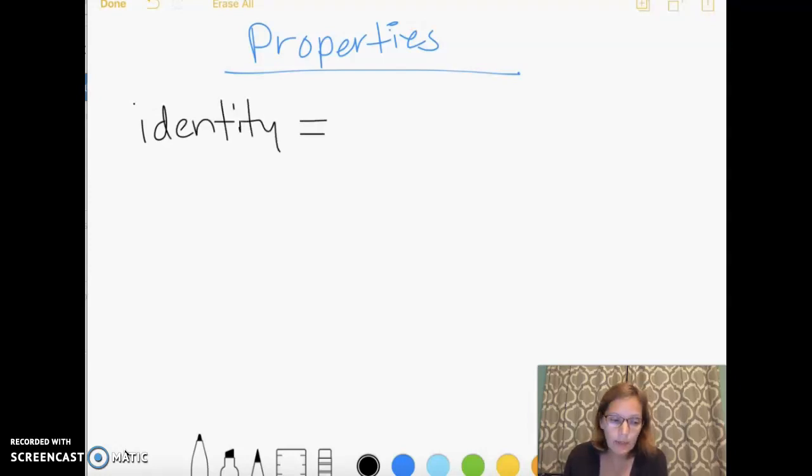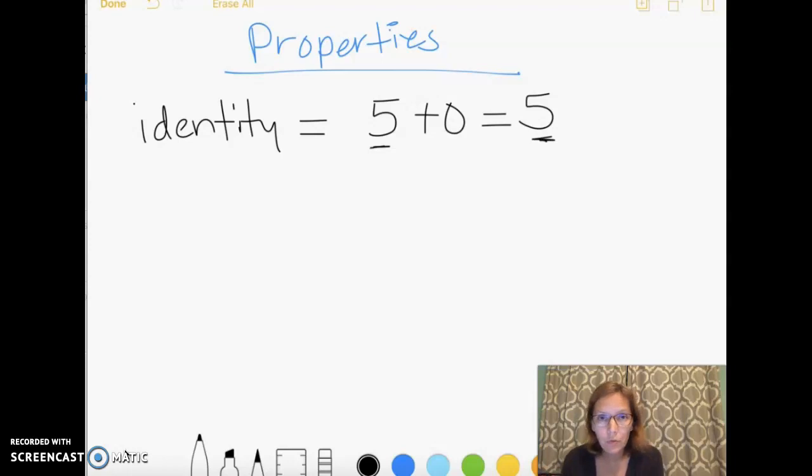Identity property says that when you have some number plus 0, it equals that number that you started with. It's identity because it's equaling the same number that we started with. Don't get that confused with zero property. It's not 0 because we're adding. If it was 0, it would be multiplication. And that one's coming up, so don't forget it.